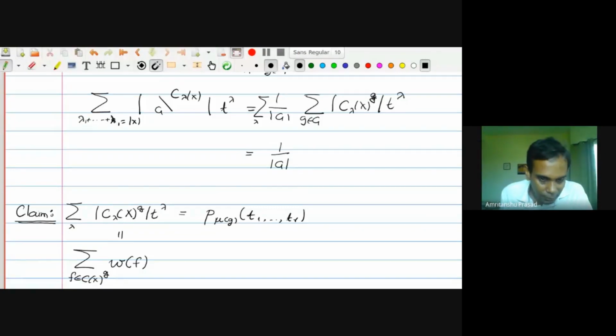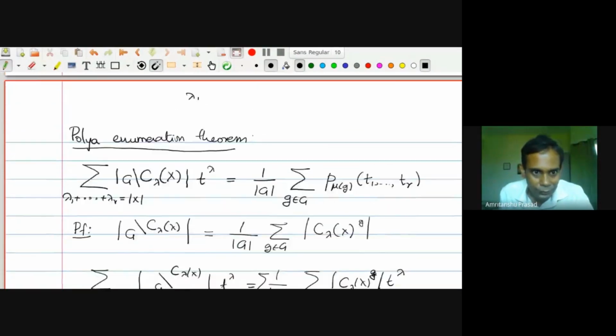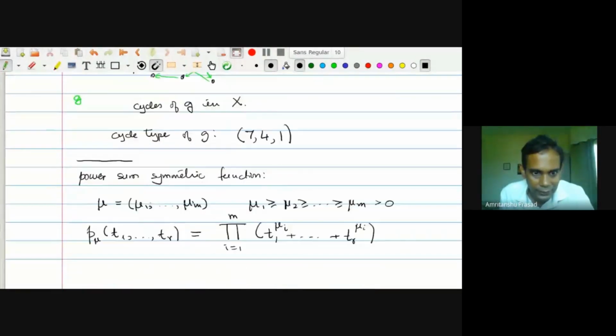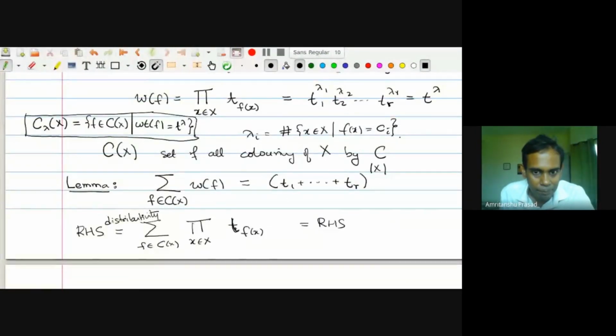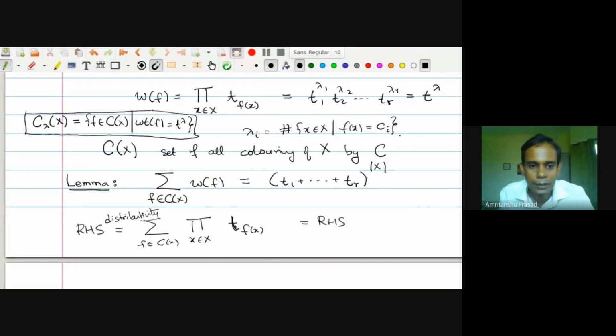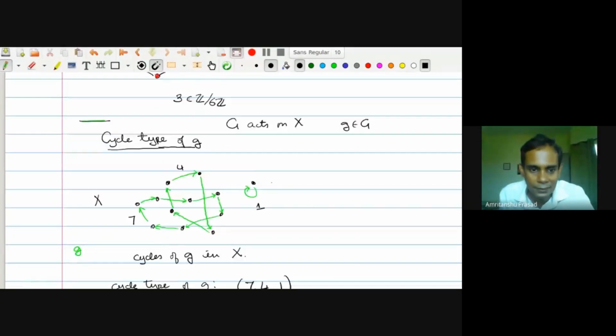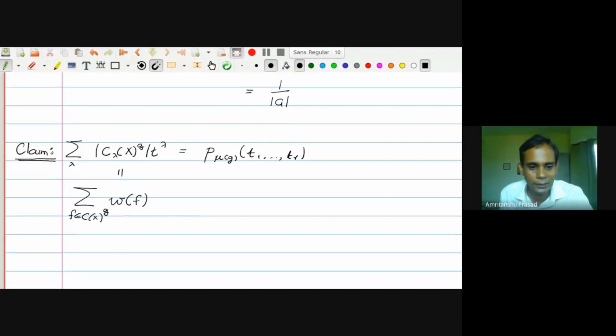So this is equal to this, and now let me just clear my head a bit. Why is this the same as this? So I'm looking at invariants. So we are going to use this identity here. So these are the cycles. So now what do I want to say here?